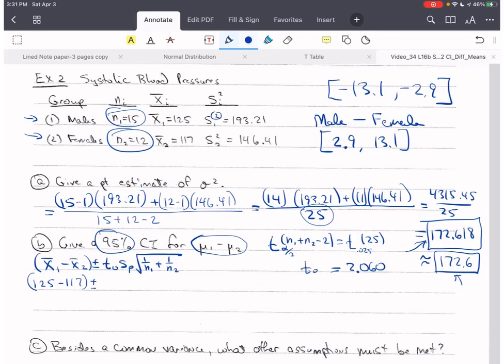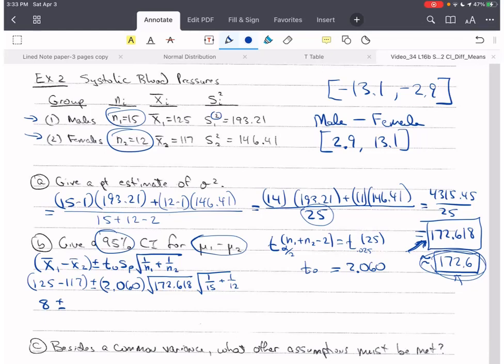And then I have 2.060, and then I need the square root of 172.618. Again, don't round, even though we would round this as the answer for the point estimate. When you want S of P, you don't round until the end, so you don't round this. You use the exact value and then round after you've square rooted. Okay? And then we have 1 over 15 plus 1 over 12. This is going to be 8 plus or minus, and I want this number.